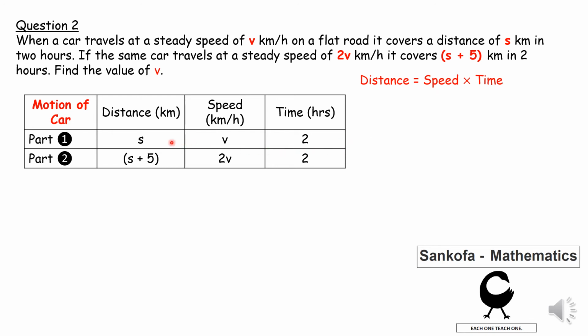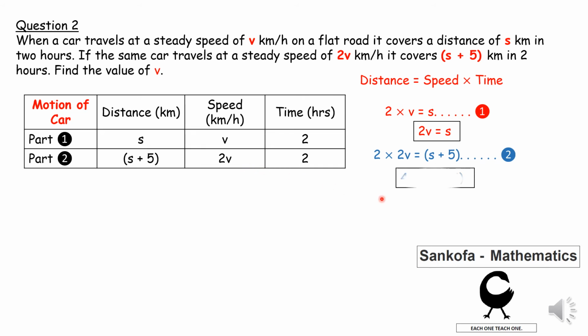Right, so remember, distance is speed times time. So if I have to find this distance here, I can create an equation that is 2 for this time times v. That gives me the distance of s. Simplify that, I'll just give you 2v equals s. That is the first equation. The second part is to take the speed times the time, which is 2 times 2v. That gives you 4v equals s plus 5.